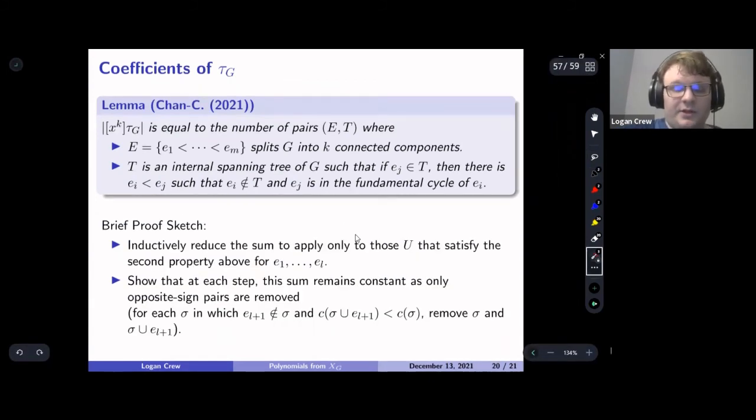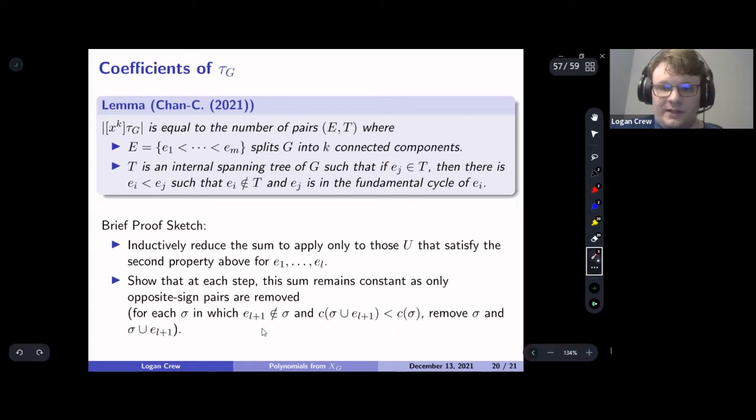And what's the argument there? We start with all of these U's, but we inductively reduce the sum to add this second property, namely that we're trying to build towards a spanning tree, but in particular, we care about the property that if U has these EI and EJ, then it satisfies that if it contains an EJ, then there's some EI outside of it that is in the fundamental cycle of something else.